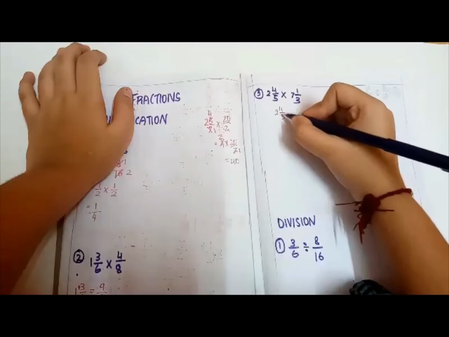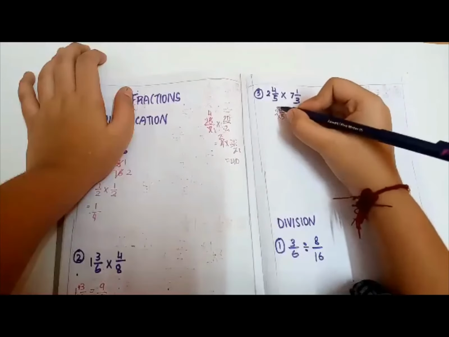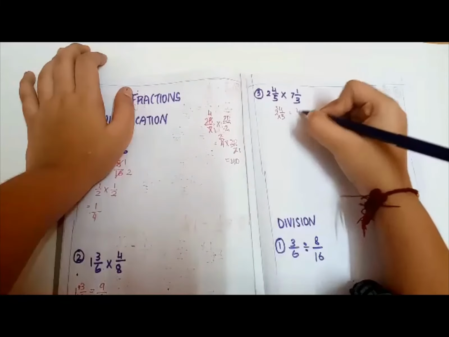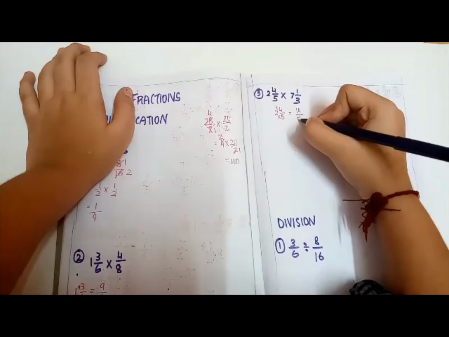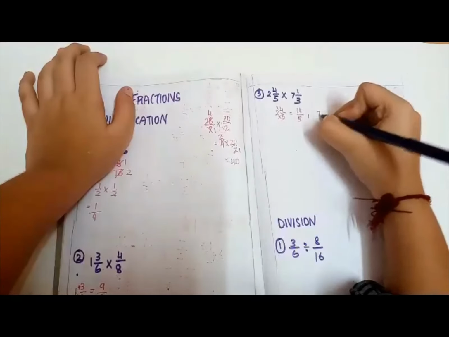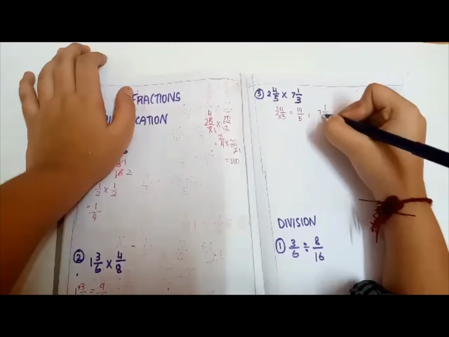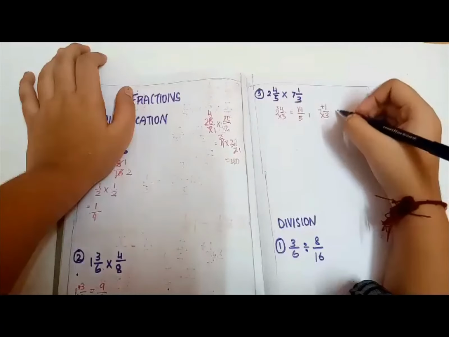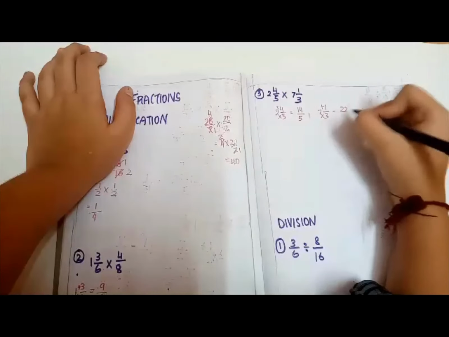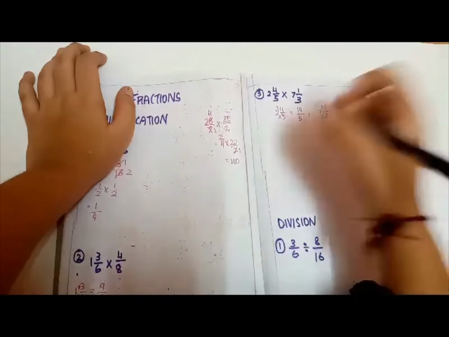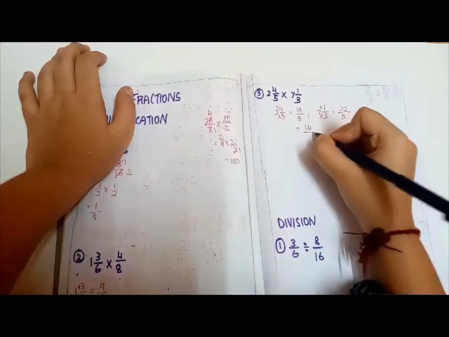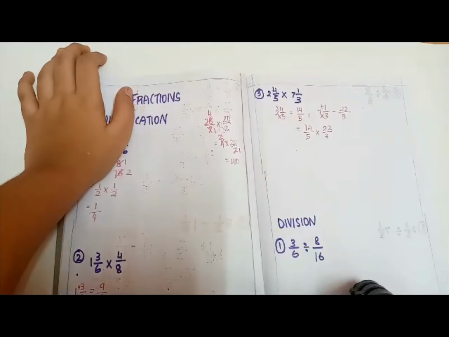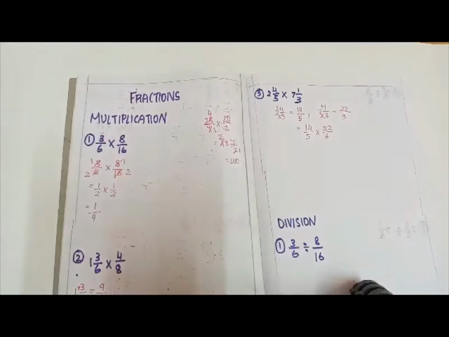2 4/5. How to convert? Denominator into the whole number plus the numerator. So 5 into 2 is 10. 10 plus 4 is 14. And we write the denominator 5, same. 7 1/3. Denominator into the whole number plus the numerator. 7 into 3 is 21. 21 plus 1 is equal to 22. And this 3. So now let's rewrite it. 14/5 into 22/3.